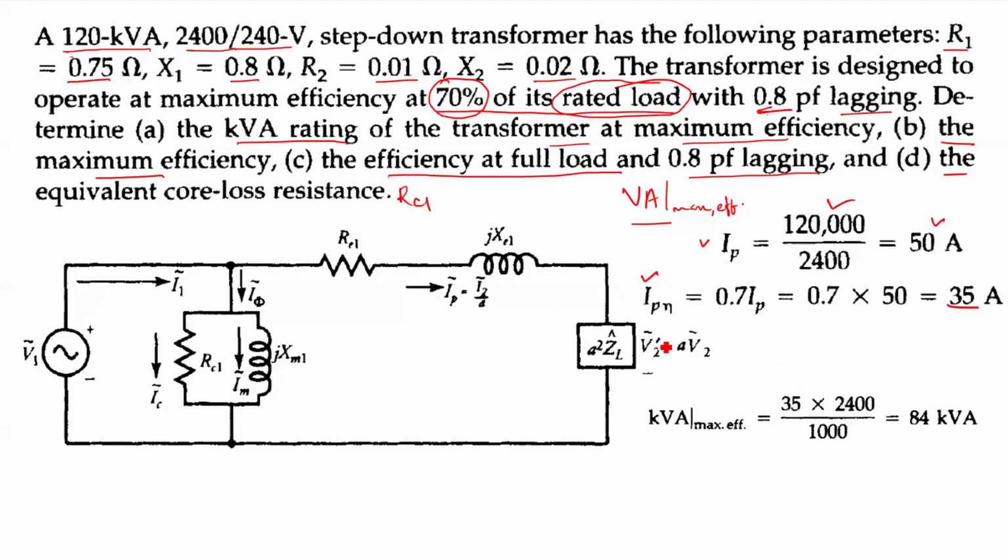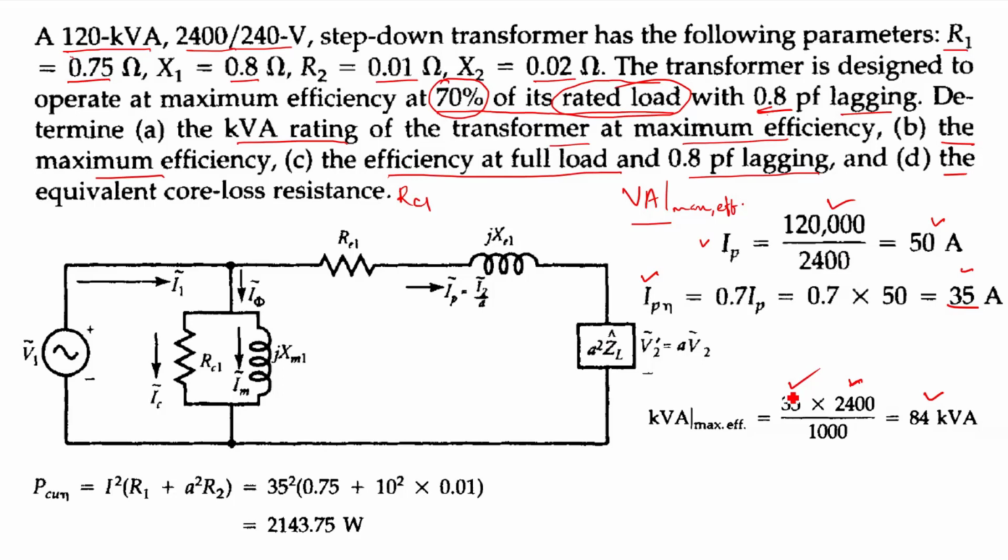Then the first question is the kVA rating at maximum efficiency. So the current I know, the voltage I know, so I can multiply them and divide by 1000. That will give me the kVA at maximum efficiency. That is 35 ampere, the load current at the maximum efficiency, into 2400, this is the load voltage, right? aV2 divided by 1000 gave me 84 kVA, right? Okay. So this 35 is your I_P eta, and this is your aV2, right, by 1000.